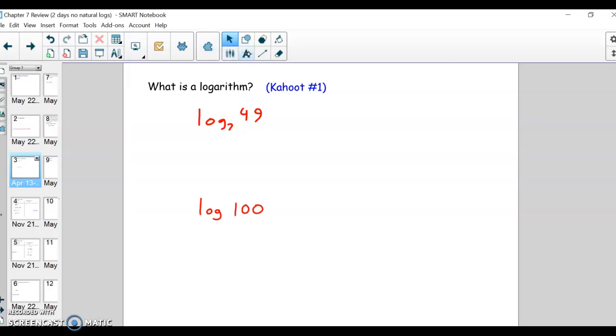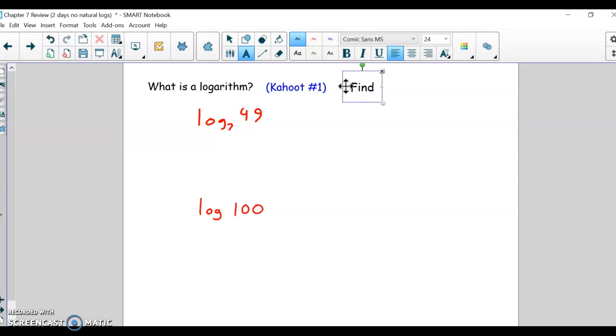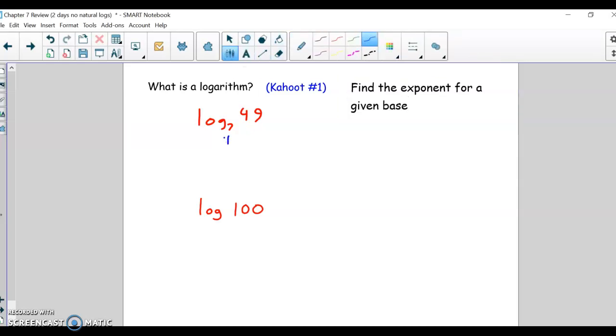And so log means like find me the exponent. Find the exponent. In a log statement, this right here is the base. So what this question is really saying is, if we have a base of 7, what is the exponent that gives us 49? And the answer to that is 2. So we can say that log base 7 of 49 equals 2. Find me the exponent. So this thing over here is the exponent for the given base that'll give us this value. I call the 49 a value.